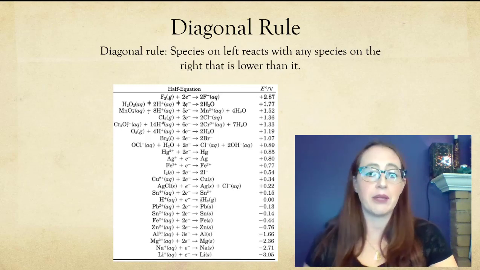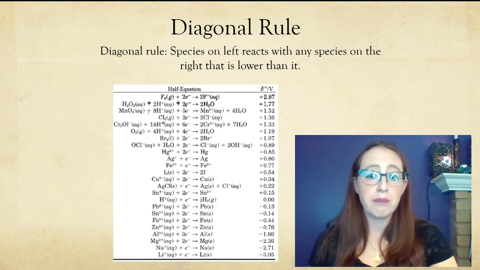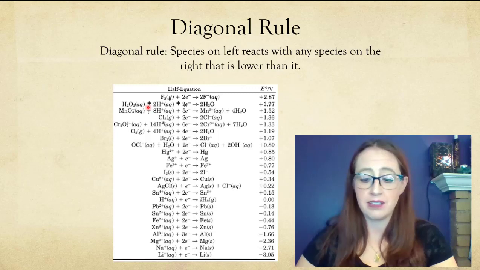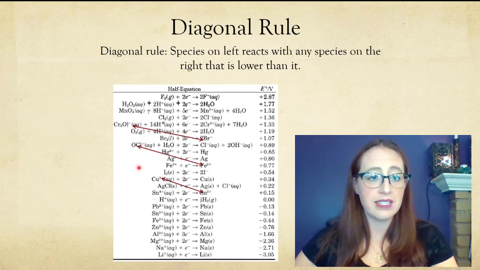We can decide this very quickly and easily if we have a table of reduction values listed with the most easily reduced at the top, because any species on the right that is lower in the table will react with any species that's on the left higher in the table. So this is the diagonal rule.